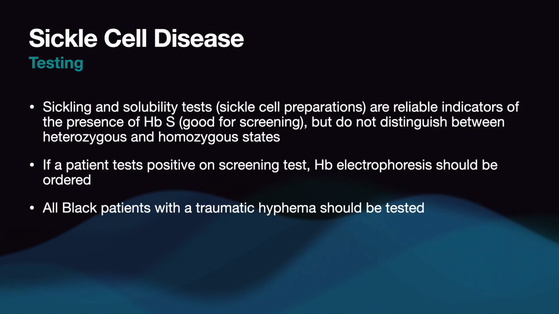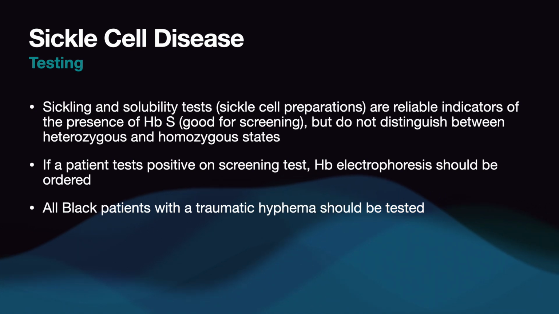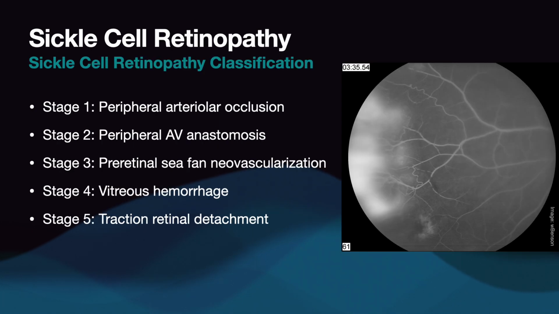There are sickle cell preps. They're reliable indicators of the presence of hemoglobin S. It's good for screening. Don't distinguish between heterozygous and homozygous states. If they test positive, hemoglobin electrophoresis should be done. All black patients with a traumatic hyphema should be tested.